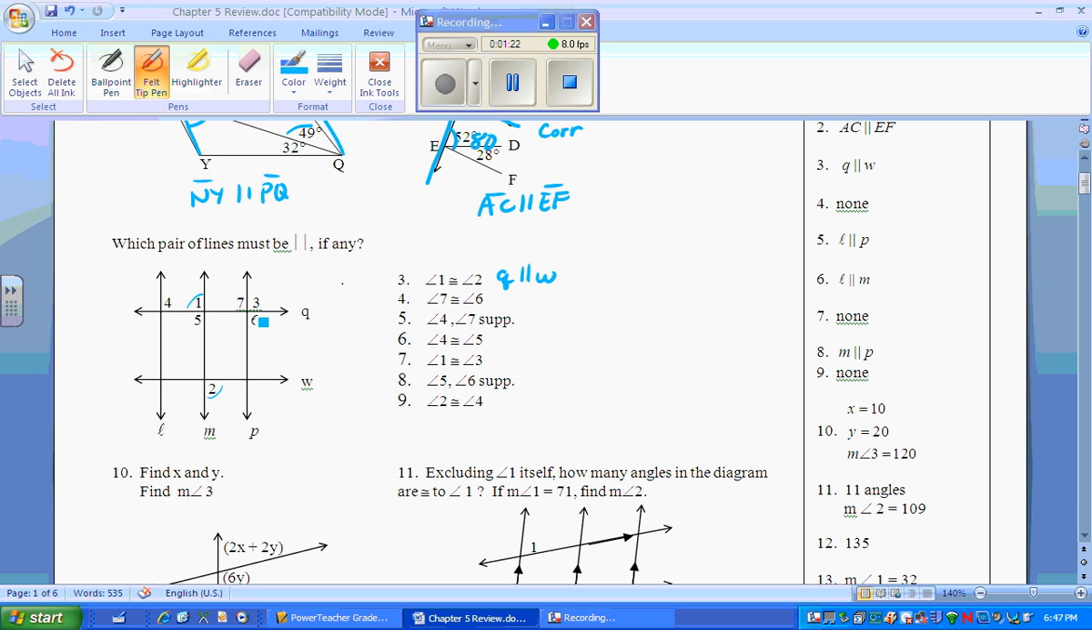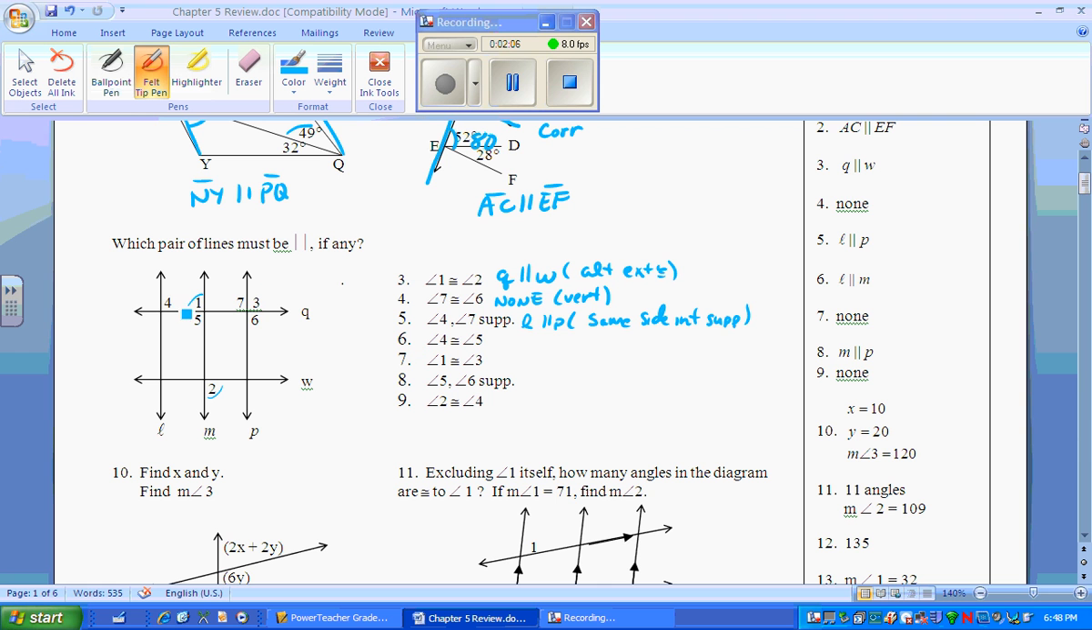7 and 6. 7 and 6 are vertical angles, so there are no parallel lines because of vertical angles. 4 and 7 are supplementary. Well, if we get rid of this line and act like this line doesn't exist here, 4 and 7 are both on the same side and they're interior, so they're supplementary. So we are looking at line L parallel to line P because of same side interior.